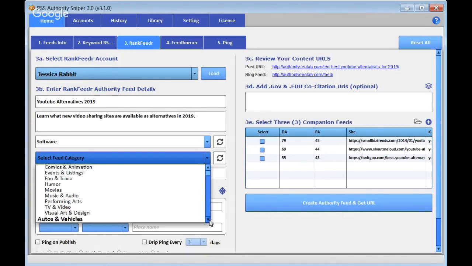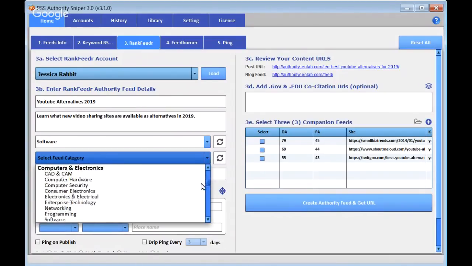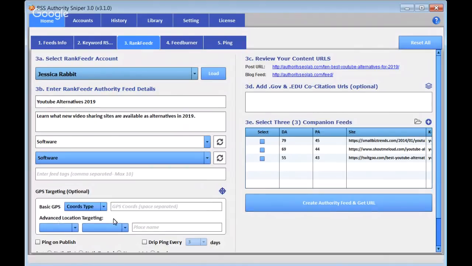And let's see, arts and entertainment, automotive, vehicles, literature. So you get a lot of different options. I think I'm going to do computer software. And then I can add some tags. The tags also appear in the feed. That's an update that we made not too long ago, where the tags didn't used to appear in the feed. They appeared on the landing page.